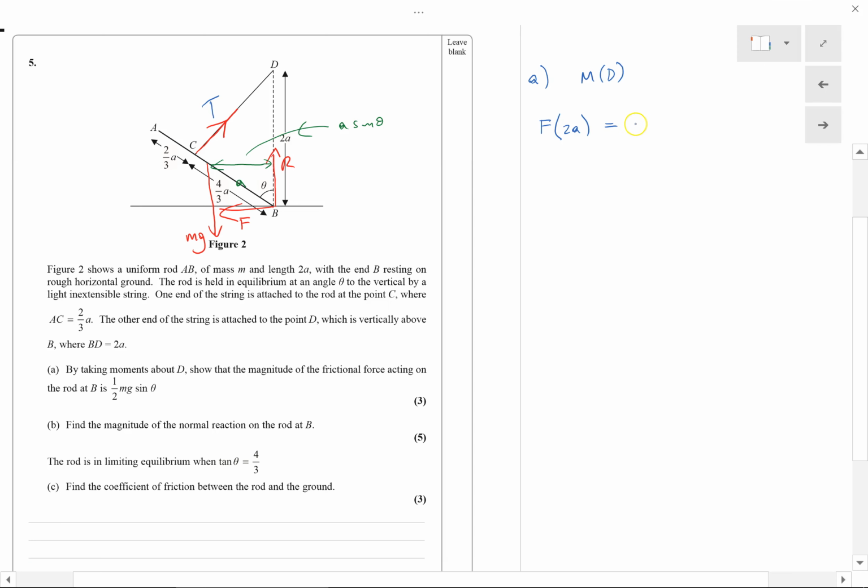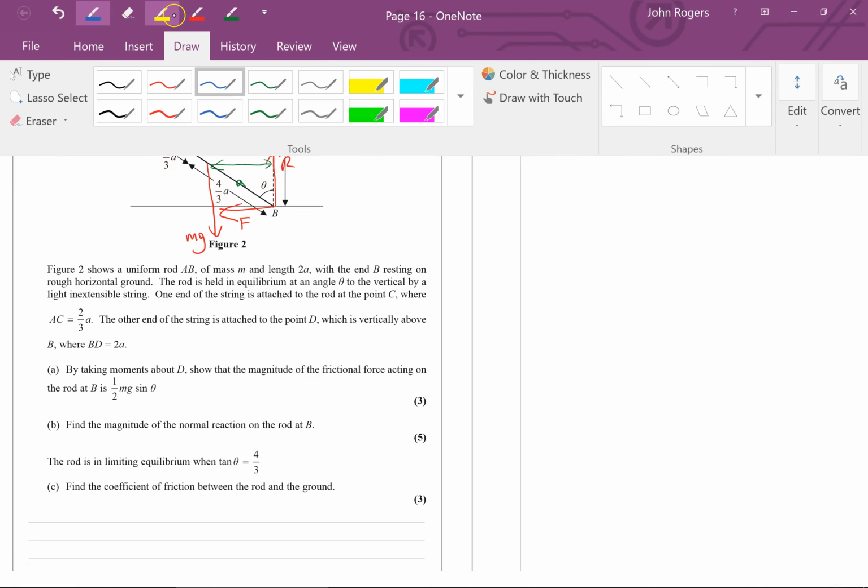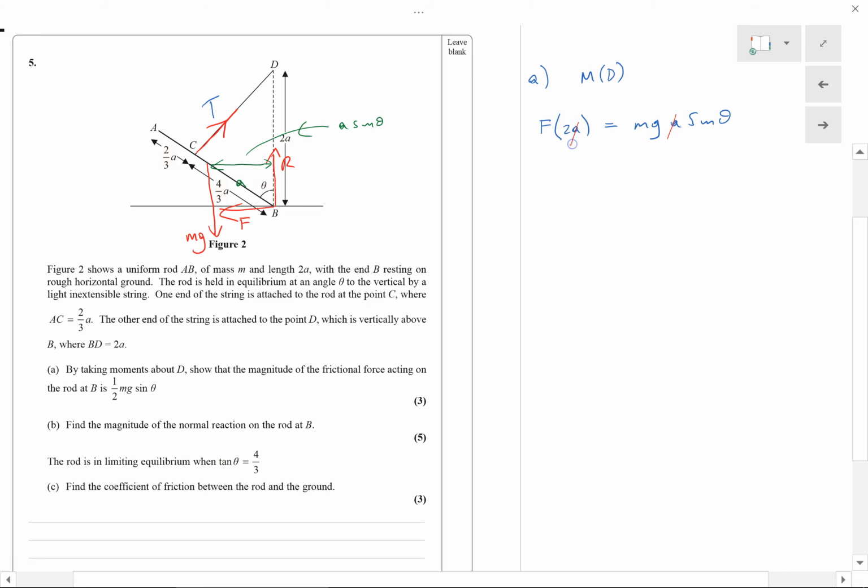So we can say that it's equal to mg times the perpendicular distance, which is a sine theta. Now a is going to cancel. Okay, so a will cancel. And so then we are left with the thing that we've been asked to prove, which is mg sine theta over 2 as required. Okay, so that's the first part. Second part, part B.